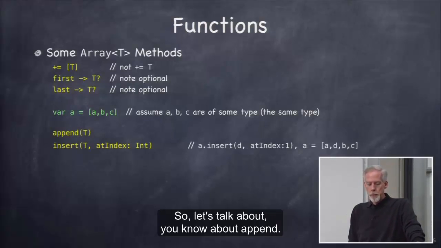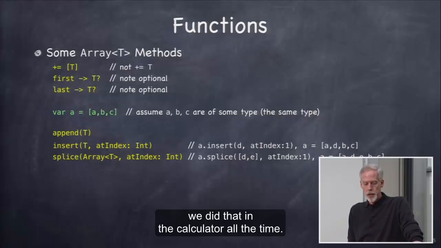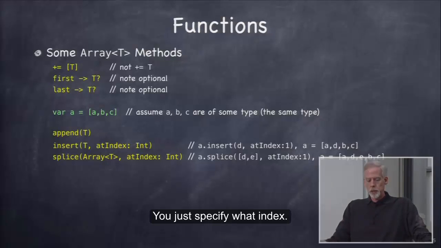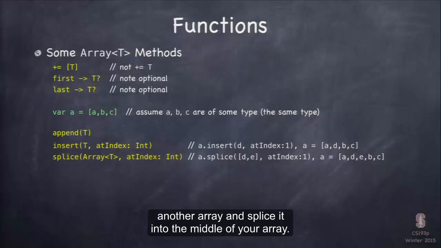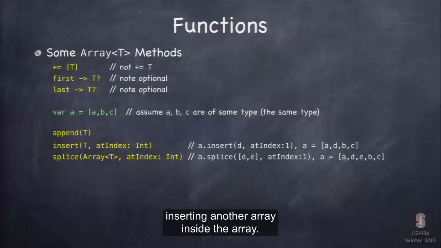So let's talk about append. That's how you add something to an array. We did that in the calculator all the time. There's also insert, so you can insert something in the middle of your array. You just specify what index. There's also splice. Okay, splice will take another array and splice it into the middle of your array. Okay? So that can sometimes be valuable. It's otherwise just like insert. It's just like inserting another array inside the array.